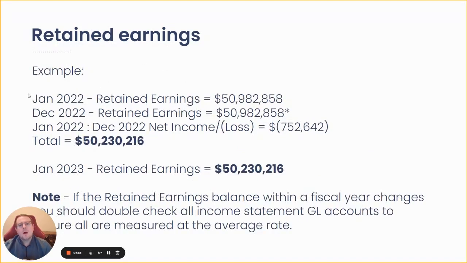So let's assume in the accounting period January 2022, our retained earning balance is $50,982,000. Now that balance will be consistent for the entire fiscal year. In other words, when we run our consolidated balance sheet for December 2022, if that's the same fiscal year, the retained earnings balance should be the same. And note, if for some reason it's not the same, you should double check your GL account configuration.